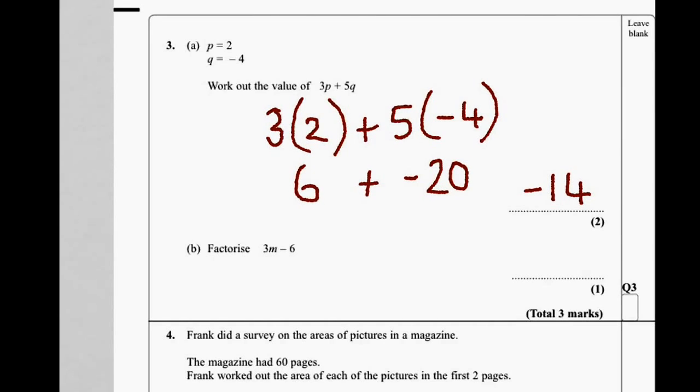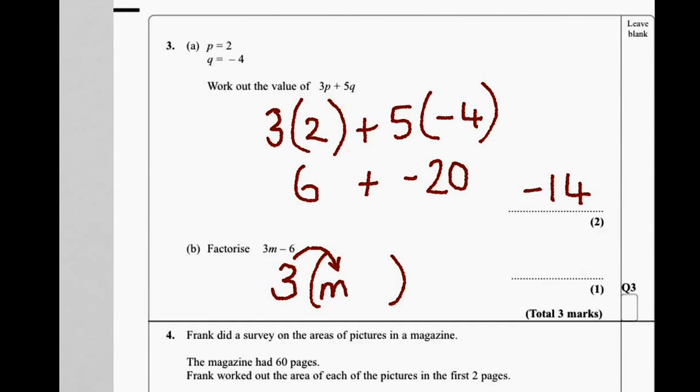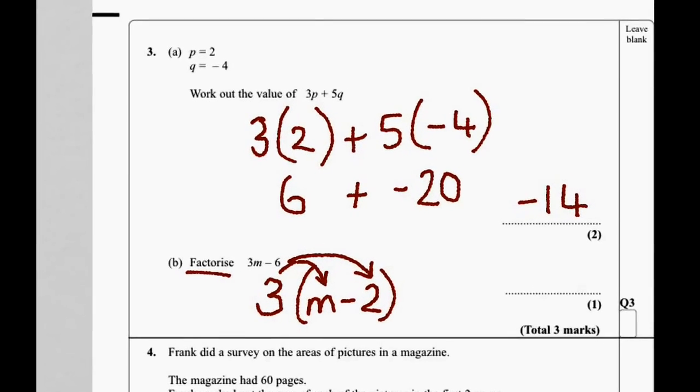Factorise 3m minus 6. Well, I can see that 3 is a factor of both terms, so I can take that out of the brackets. And then I need to think 3 times by what would give me 3m. Well, it's obviously 3 times by m. And then 3 times by what would give me minus 6. Well, it's 3 times by minus 2 would give me minus 6. Remember, to factorise means to put the brackets back in.